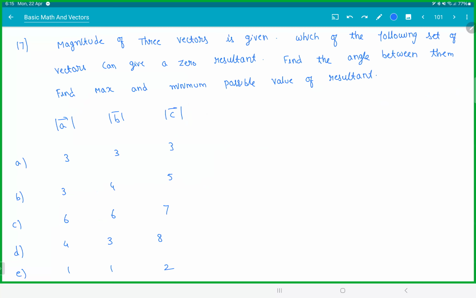Can you do for the remaining now? There, I showed you for 3, 3, 3. Can you do for 3, 4, 5? So you have to tell me whether they can give a zero resultant. If yes, get me the angles and get the maximum and minimum possible values. Try for the remaining 4 sets of vectors. Let's get this.